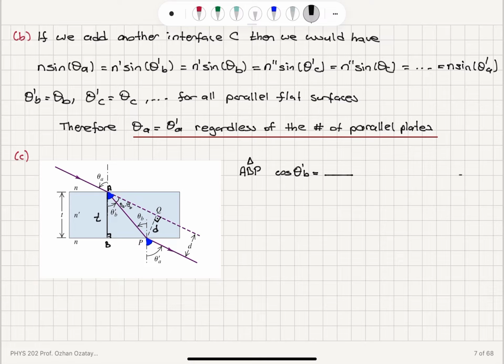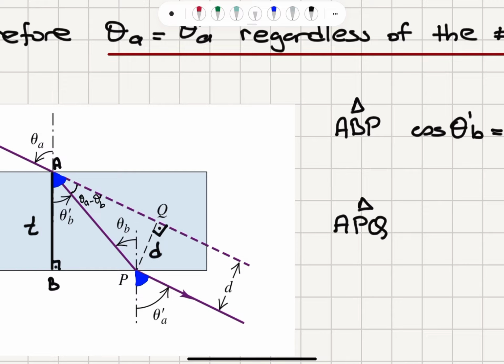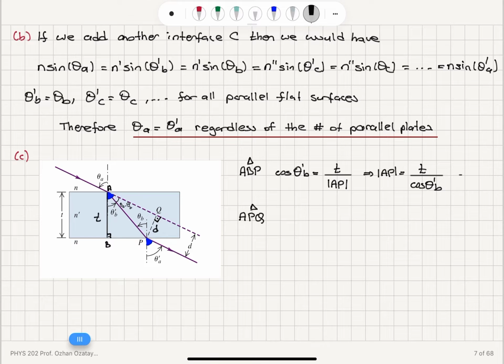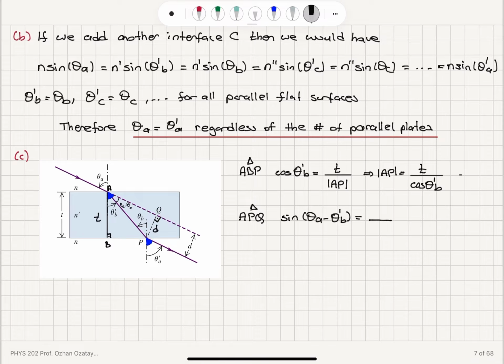So this is T divided by AP, and therefore the length AP is T divided by cosine theta prime B. On the other hand, if I concentrate on the APQ triangle, which is also a right triangle, here I have one angle, theta A minus theta prime B. Sine of theta A minus theta prime B would be equal to the offset D divided by the length AP.